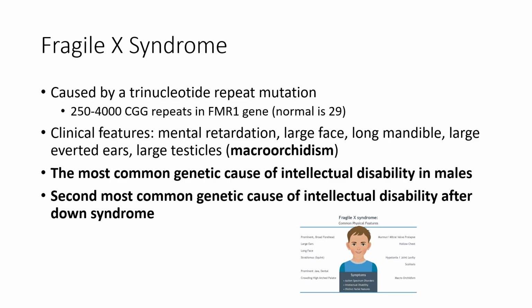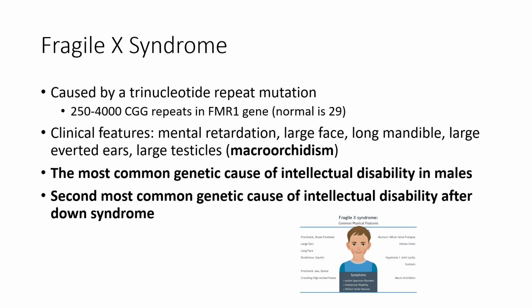FMR1 produces a protein involved in synaptic plasticity, basically how neurons fine-tune communication. Without it, neural signaling becomes disorganized, which explains the cognitive, behavioral, and developmental features of Fragile X. This isn't neuron loss, it's bad wiring.